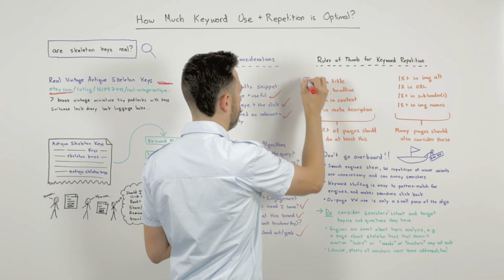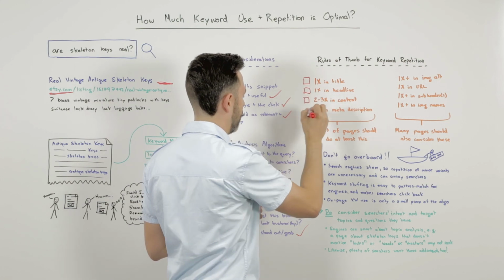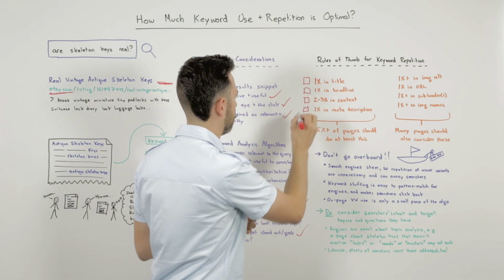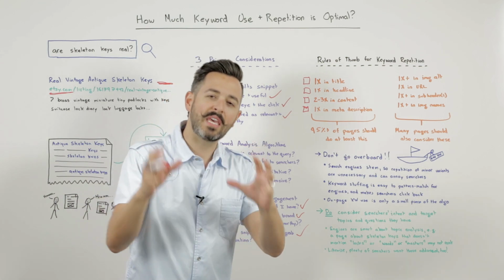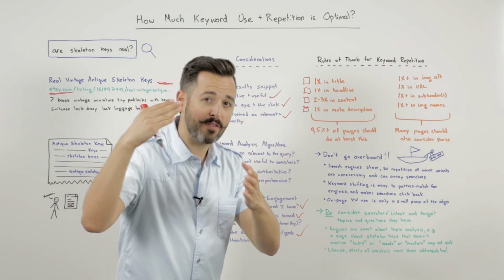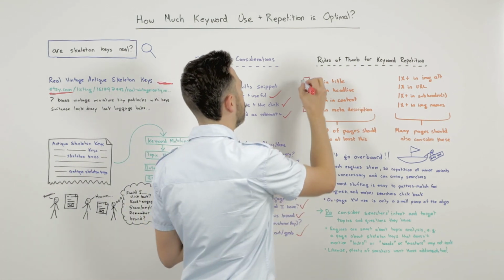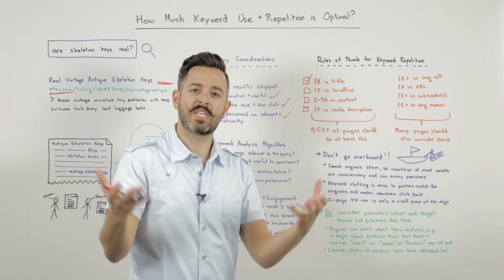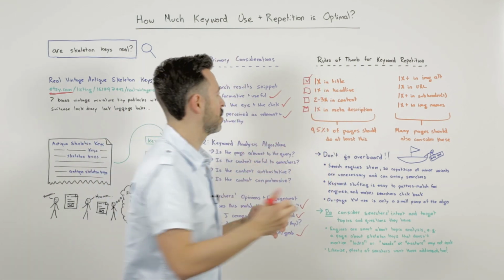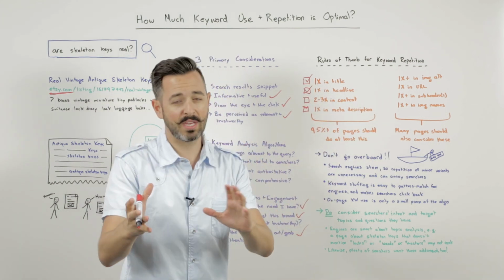I'll put nice little boxes here to help out. So, yes, I should have my keyword that I'm targeting. If I know that I'm going after this keyword, this search intent, that's what the page is about, that's the primary keyword target, I should target it at least once in the title element of the page. Likewise, you should do the same thing in the headline.